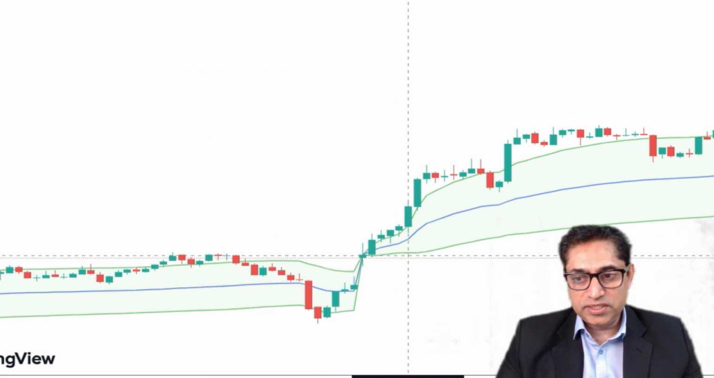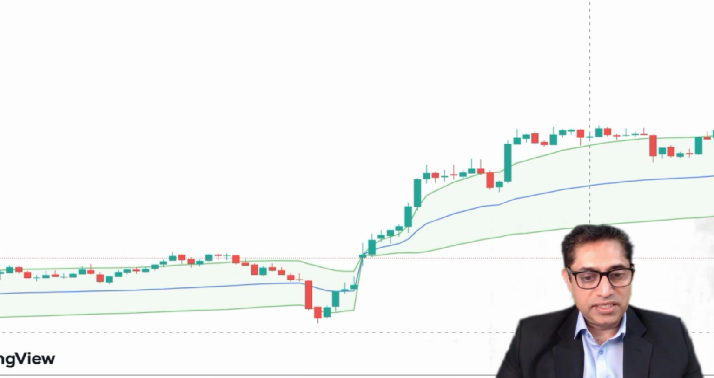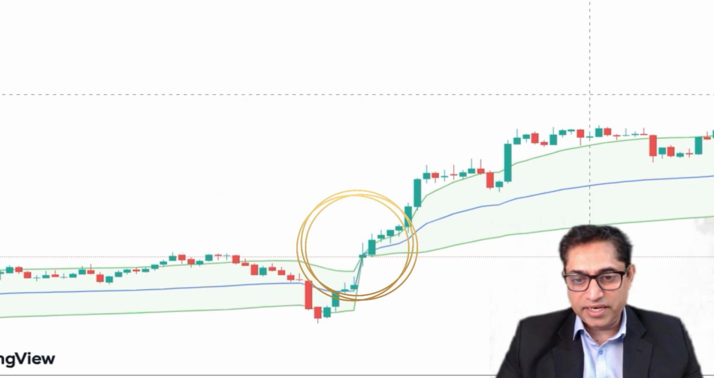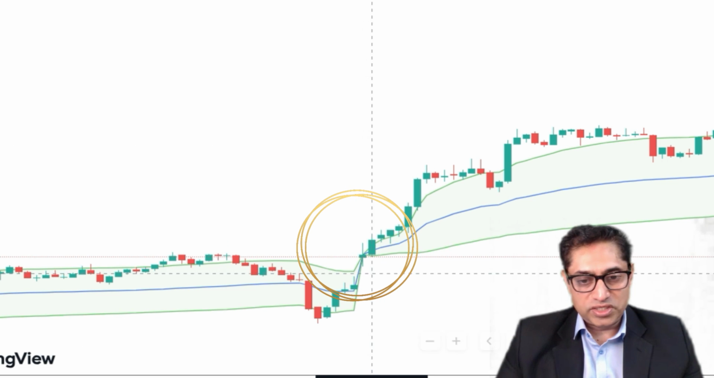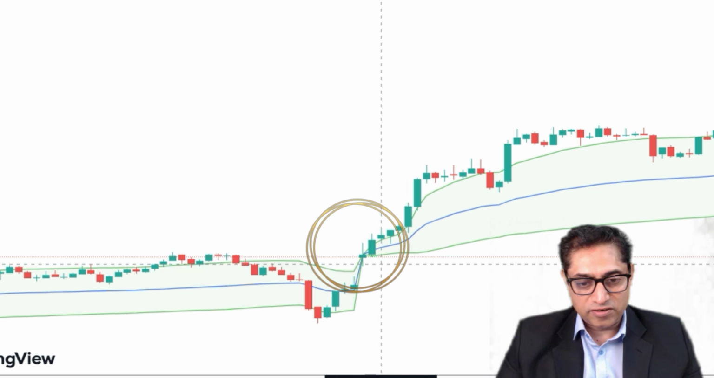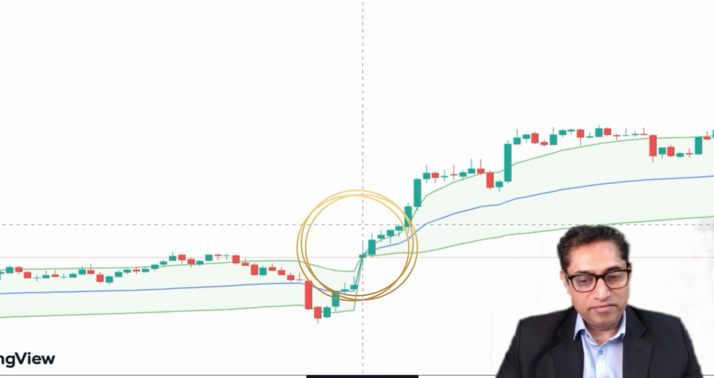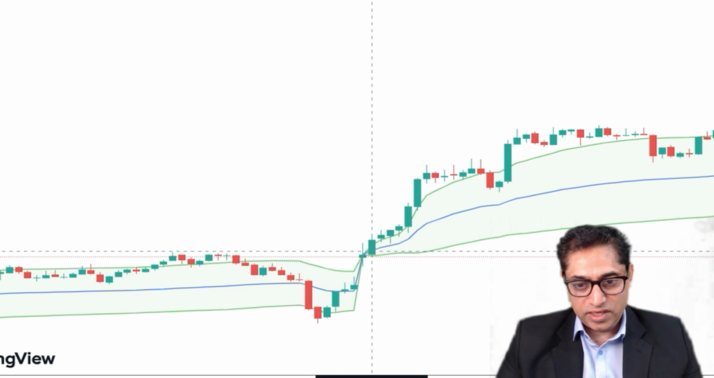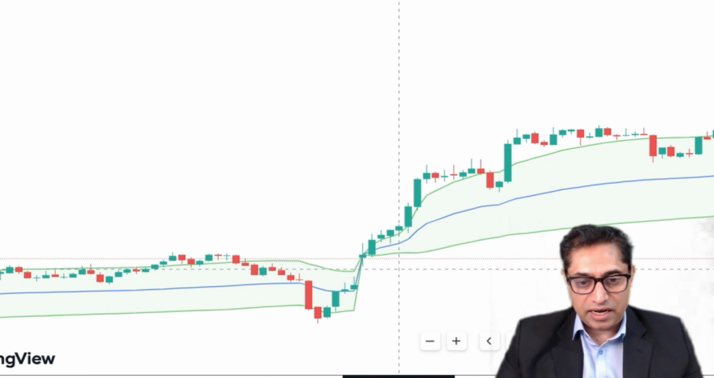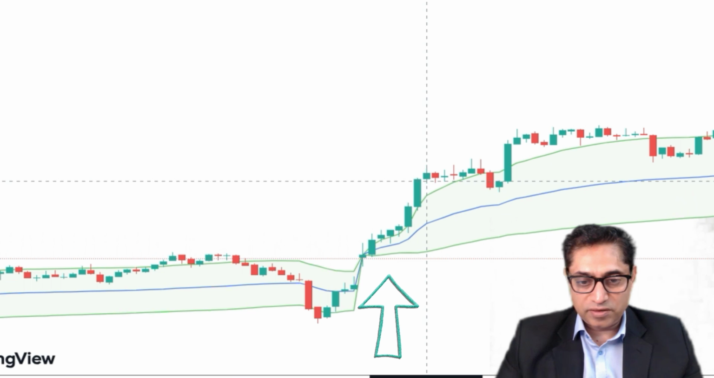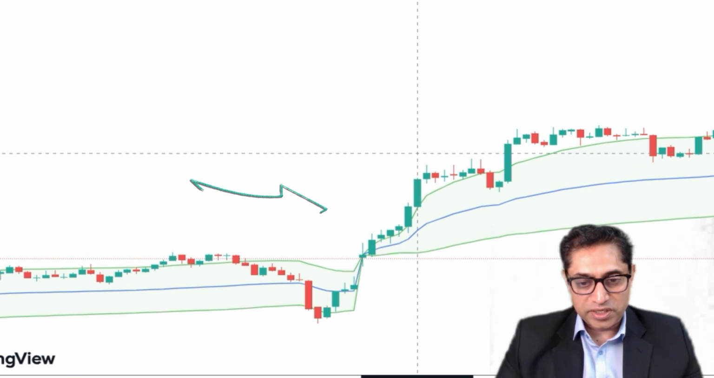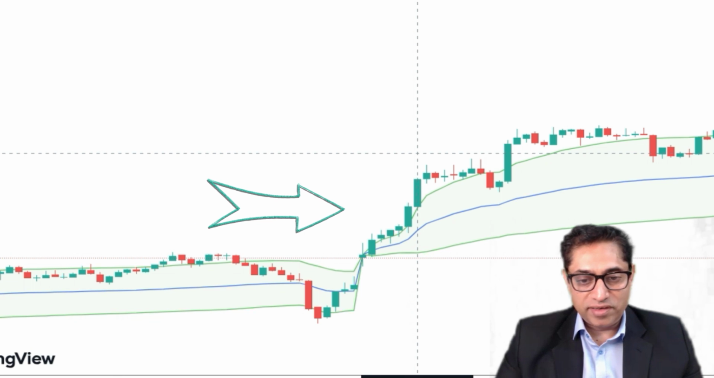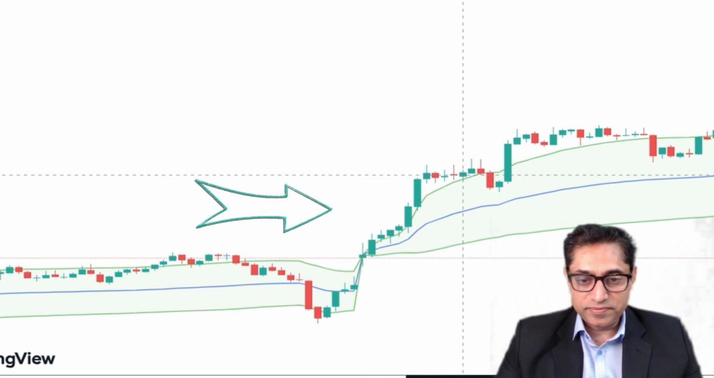So I will close this, and you can see that the VWAP indicator is already there on the chart. And you can see that this is the start of the day where the VWAP resets itself and then starts from here. Now here you can clearly see that after the day started, the price started moving upwards. It went above the upper band.